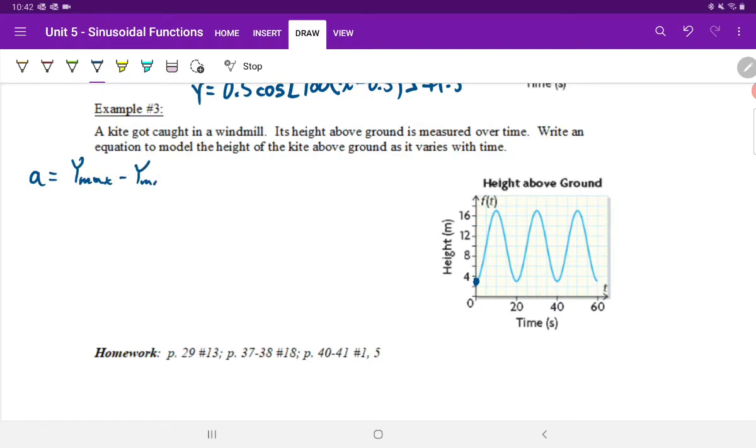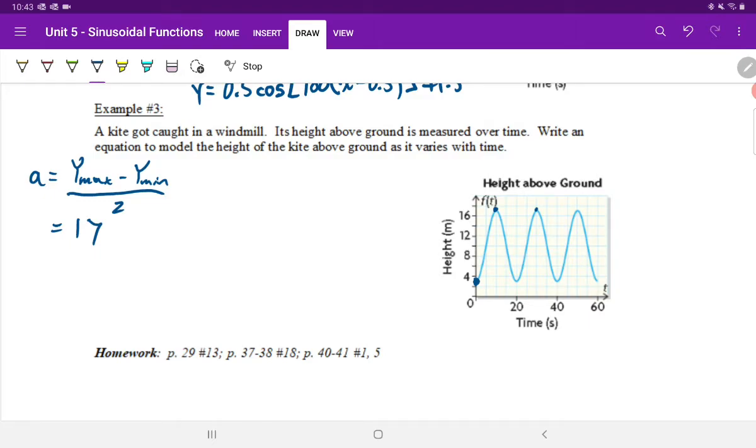Again, I'm just swapping back and forth to kind of get you used to either way. So y max clearly looks like it's going as high as 17. And by the way, we should really understand what's happening here. A kite got caught in a windmill. So imagine a windmill going round and the kite is stuck on it.